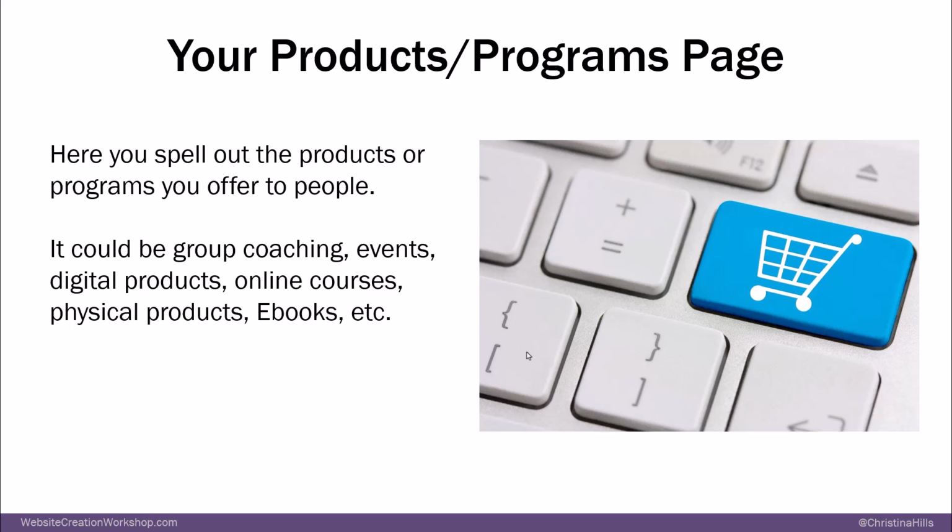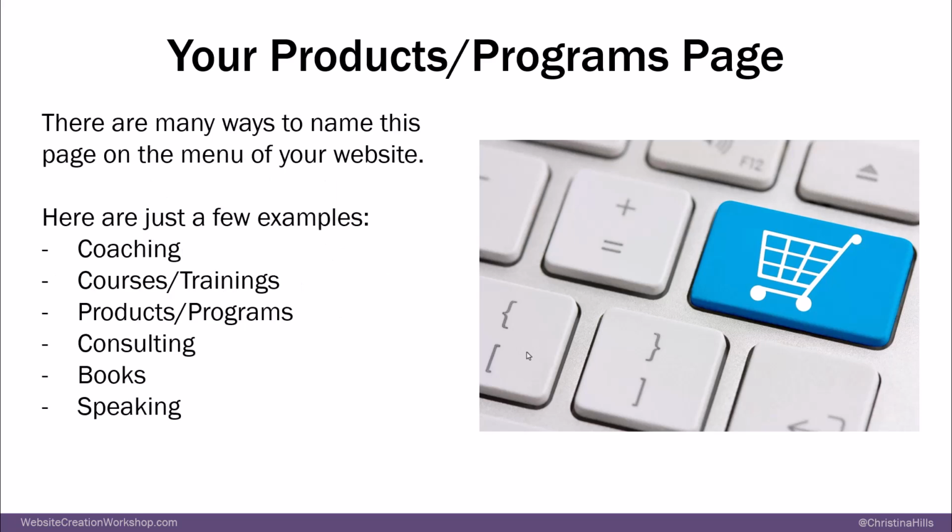I think of a product as something you're either shipping in the mail, or maybe it's a home study course, or it's a PDF. Your products or programs could be group coaching, events, digital products, online courses, physical products, ebooks. There's many different ways you can think about it. So here's some examples: coaching, courses, trainings, products, programs, consulting, books, speaking. Some people are going to have both services and products or programs, and some people might just have one or the other.